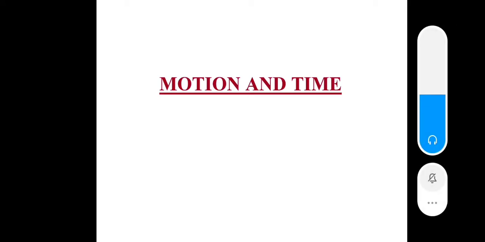In class 6th, you have learnt about different types of motions. You learnt that a motion could be along a straight line. It could be circular or periodic.